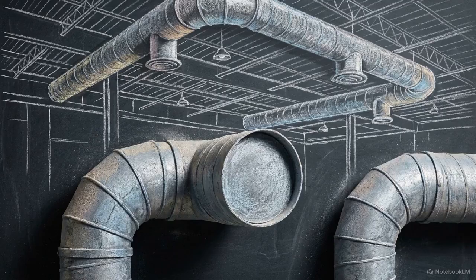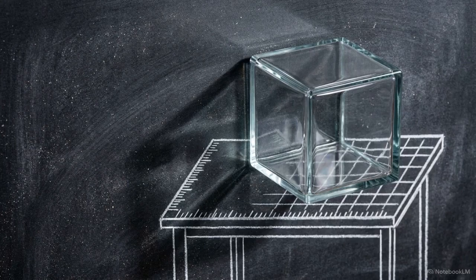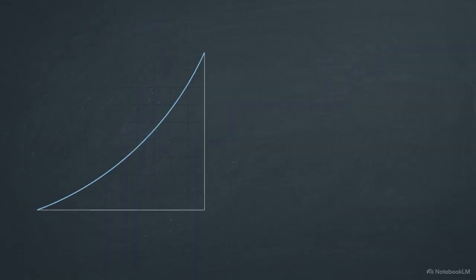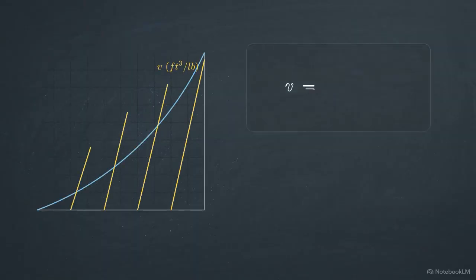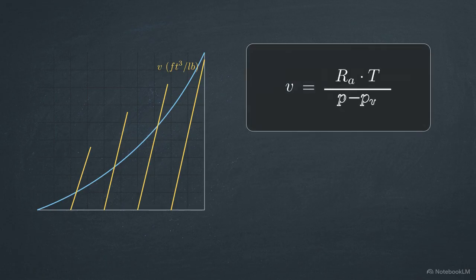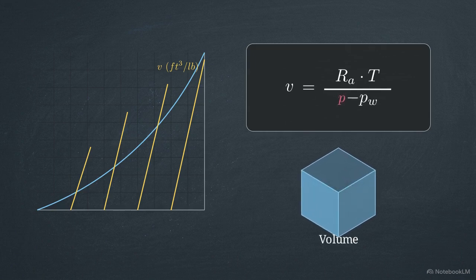To accurately size fans and ductwork, we need one final property: specific volume. This is the physical space occupied by a unit mass of dry air. These steep, nearly vertical lines across the grid plot the specific volume. This property is derived directly from the ideal gas law for the binary mixture. Look at the P sitting in the denominator of this equation. That represents the total barometric pressure of the surrounding environment.